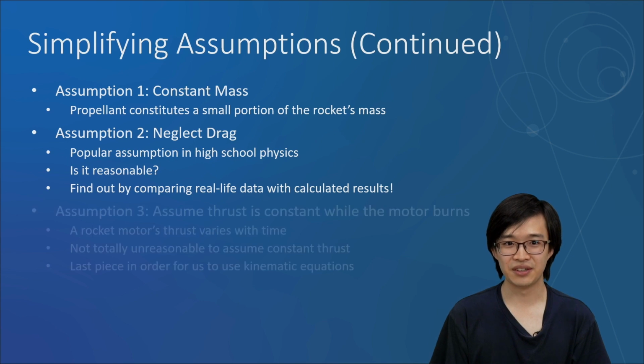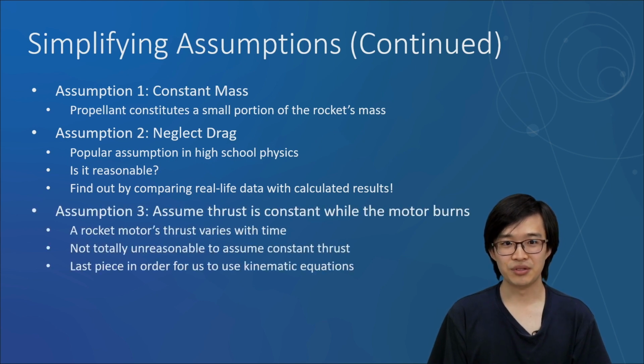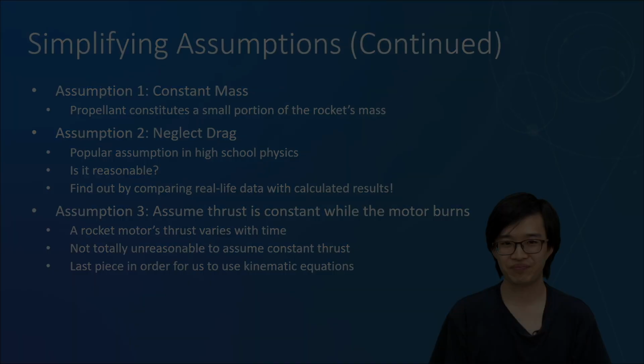Now, the third assumption is that the rocket motor produces a constant thrust while it burns. In reality, a rocket motor's thrust varies with time, but assuming that this thrust is constant is not totally unreasonable. After all, the thrust output does not fluctuate wildly up and down once the motor is lit. Moreover, assuming constant thrust force is the last piece in order for us to use our kinematic equations.